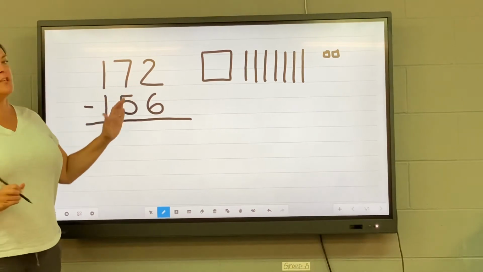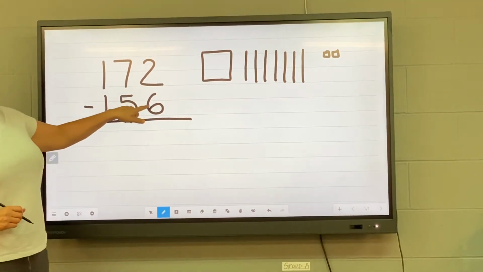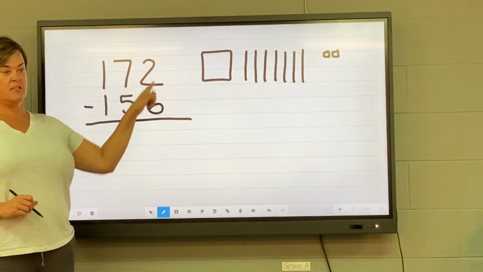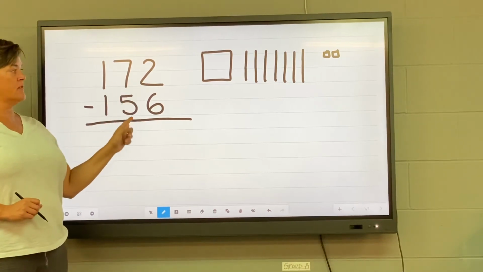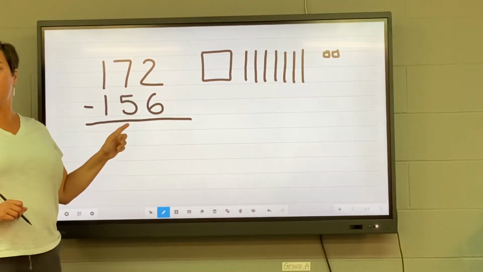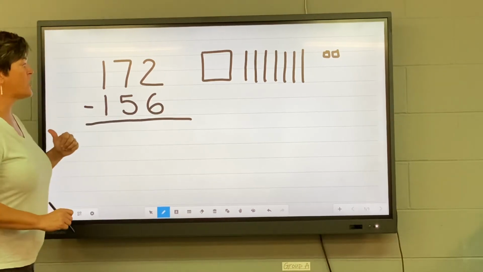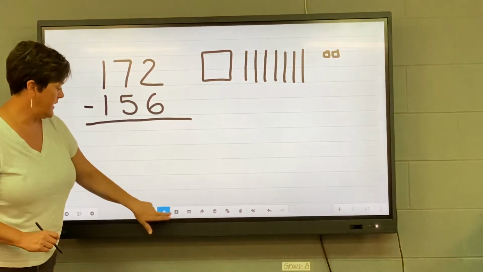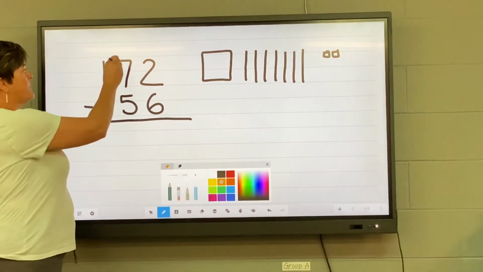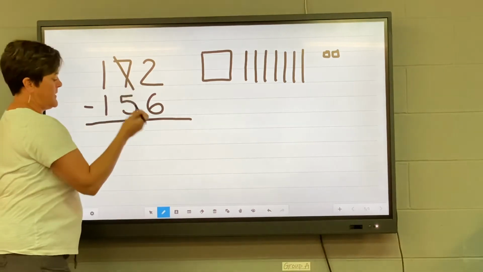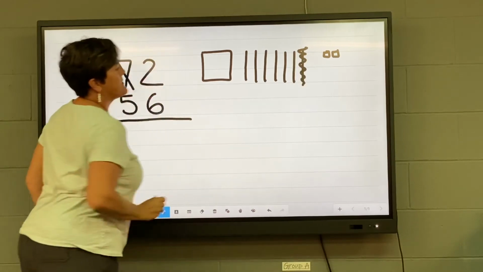So 172 minus 156. Is the larger number on top here? Yeah. So I need to go next door because I don't have enough ones. So I need to go next door and borrow one from my tens. That now leaves me with how many tens?